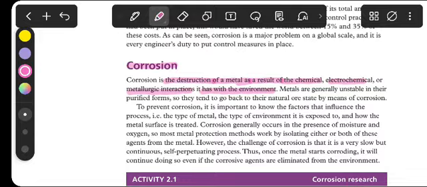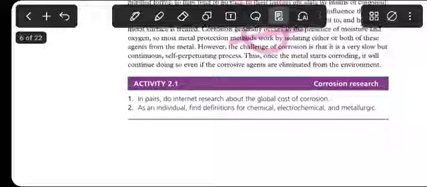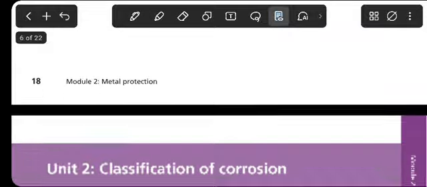So these other points here, they say metals are generally unstable in their purified forms. They tend to go back to their natural state. Okay, these guys, let's forget about this one. It's not that important. The one I've highlighted is the one that is important. I want us to go here.